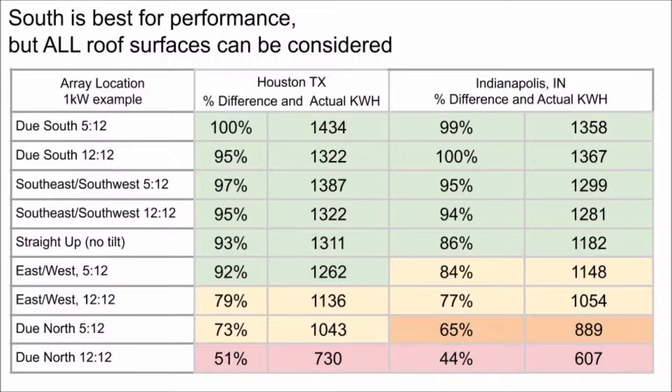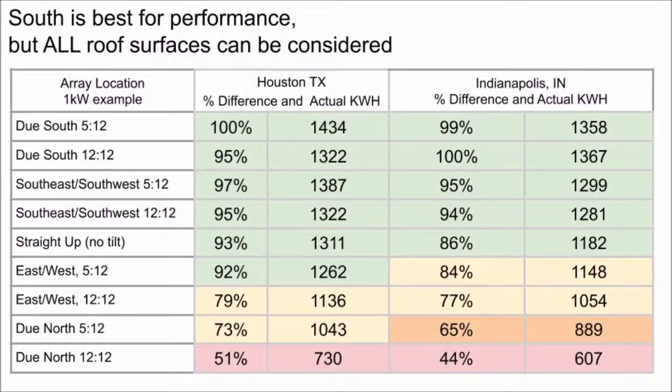Now we know enough to run an experiment. Does a due west facing array perform any differently than a due south array? At a 5/12 roof pitch, the performance difference between solar arrays is 11%. Similarly, the performance difference between south and east is 11%.